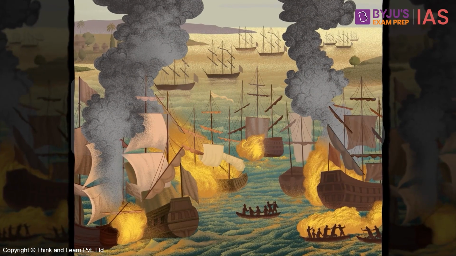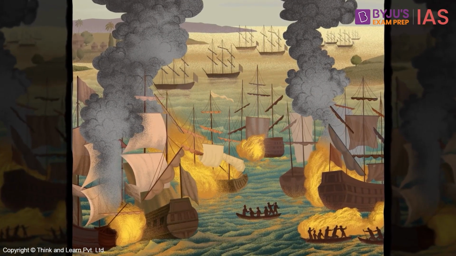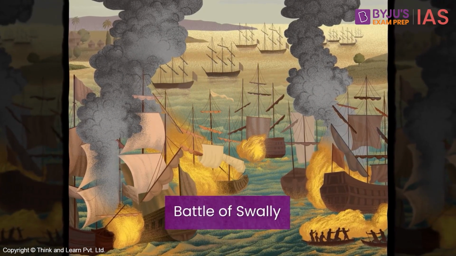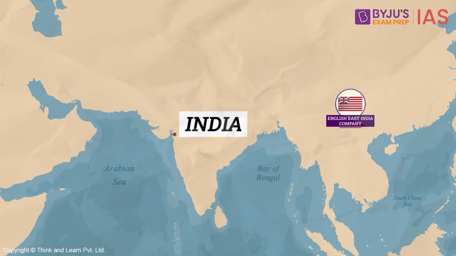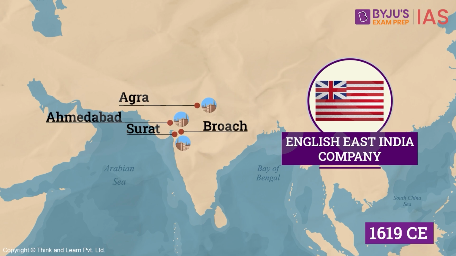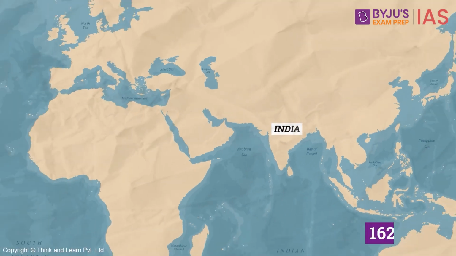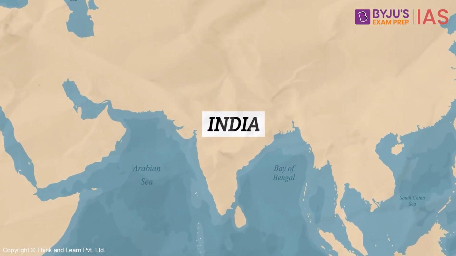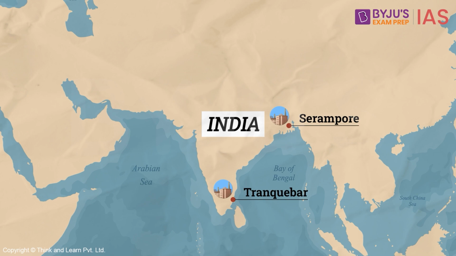Hence, in 1612, the English defeated the Portuguese naval squadrons at Swali near Surat, winning themselves the Mughal support to establish a factory in Surat in 1613. By 1619, they had received permission to establish many other factories in India. In 1620, the Danes arrived in India. They also established factories in India, but they were known for their missionary activities rather than commerce.